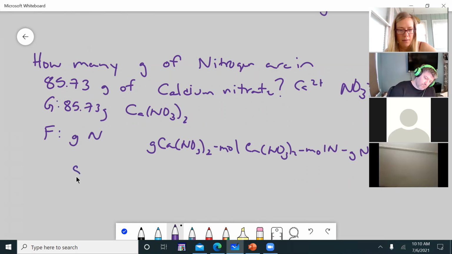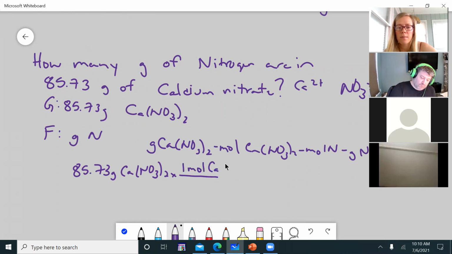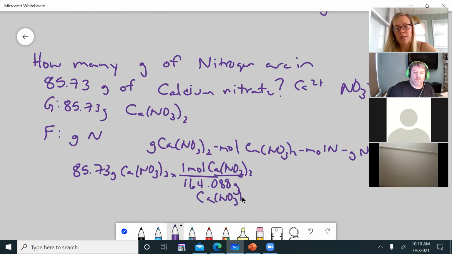So 85.73 grams of the calcium nitrate, Ca(NO3)2. What is the molar mass of calcium nitrate? It's 164. So 1 mole of our calcium nitrate will weigh 164.088 grams of the Ca(NO3)2.